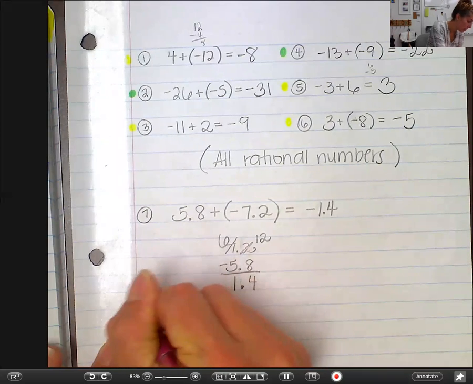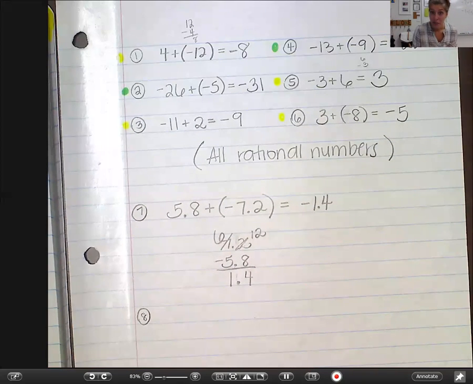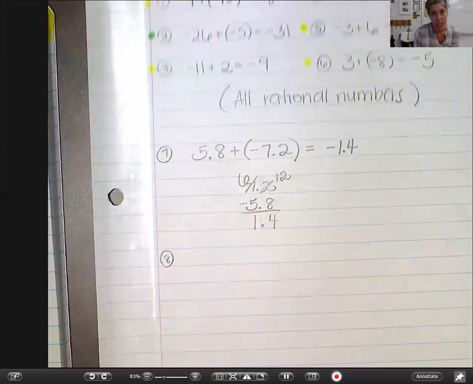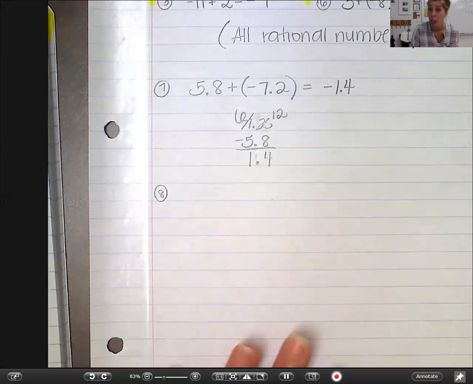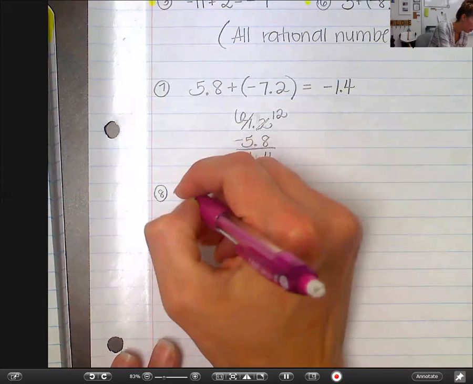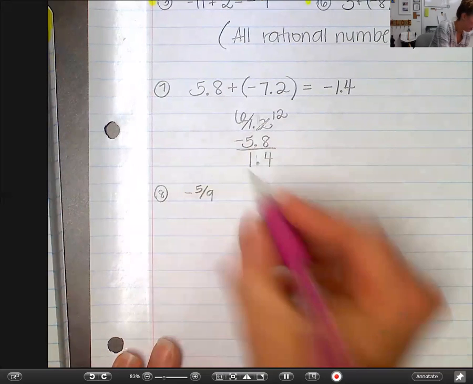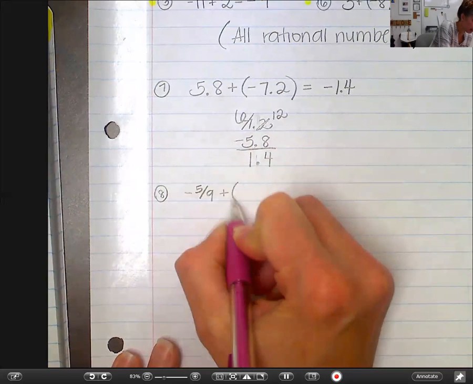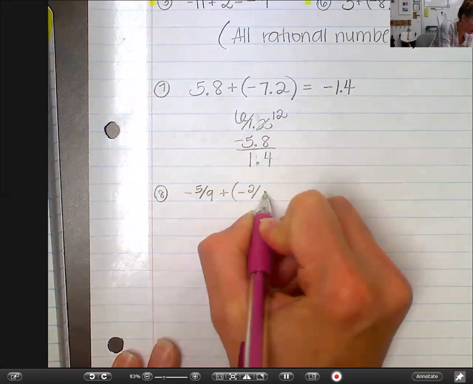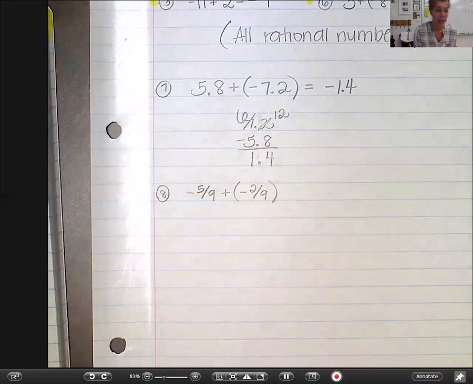All right, number 8. We're going to go to fraction town. Now again, all of these have common denominators. So the first one, we really aren't going to have to do much at all. You'll see what I mean by that. We're going to look at negative 5/9 plus negative 2/9. I'm going to do some fractions with the slash this way and some fractions perfectly horizontal, just so you can see both and not get freaked out by either one.